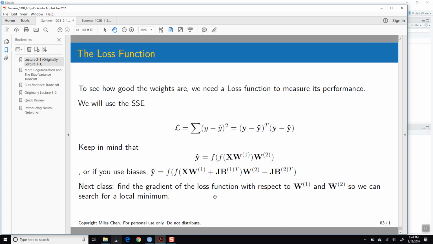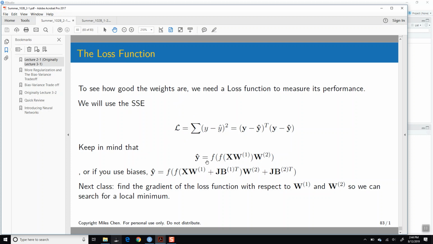Next class. Okay, so what we will do next, now that we have a loss, the next part is the scariest and hardest part of neural networks, and we're going to work through it. We're going to take the gradient of the loss function so that we can do gradient descent, okay?